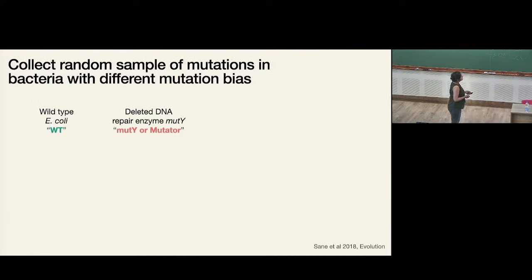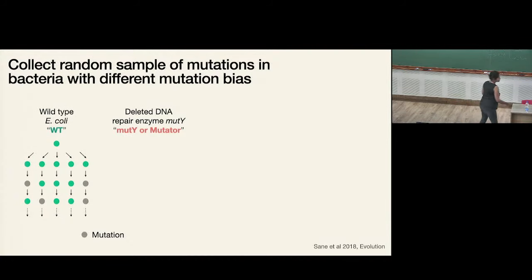We collected random samples of mutations in bacteria with different mutation bias. So here's the wild type E. coli, which has a transition bias, as I just told you before. And we allow single lineages of these to evolve in mutation accumulation lines, right? So we propagate single cell bottlenecks, as I explained already in previous talks. And at some point, some mutations may happen, shown here in gray, at some rate. Like we can predict based on the known mutation rate for E. coli, okay?